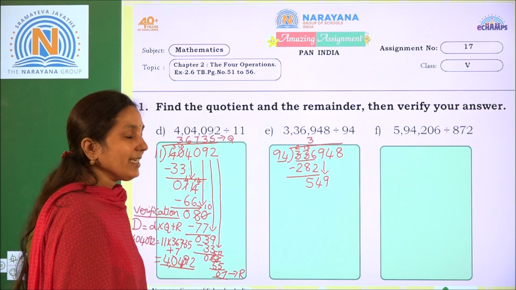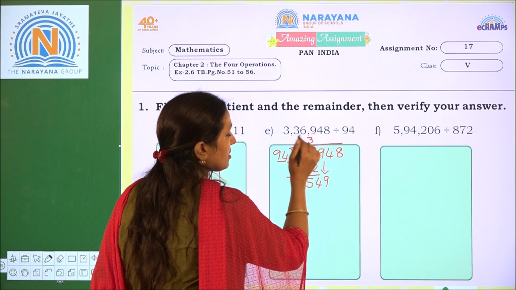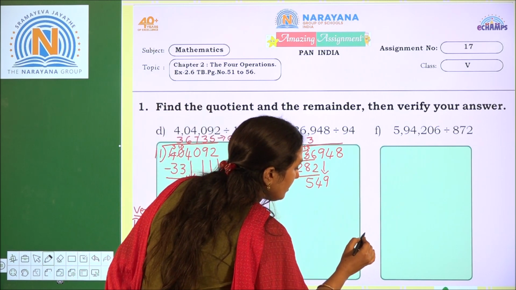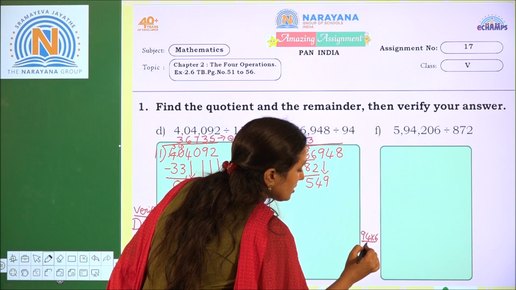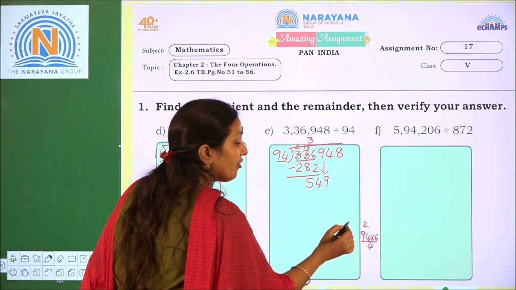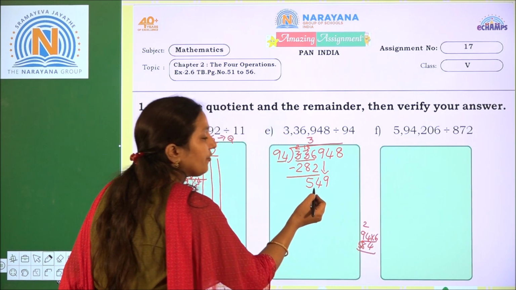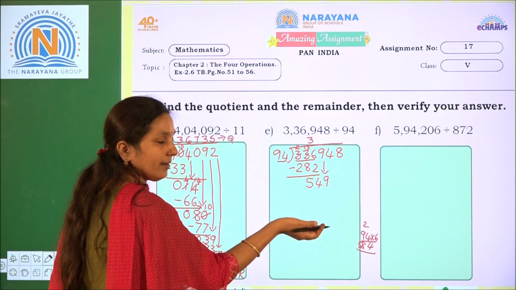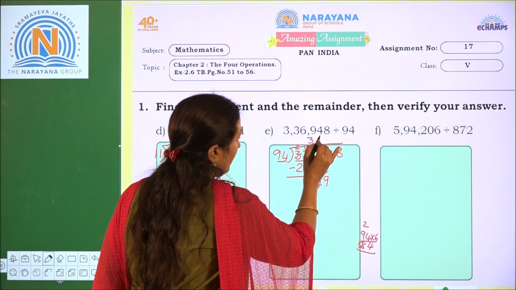So approximately we can take 5 times or 6 times. Suppose if I am taking 6 times, so here 94 into 6. So 6 4s are 24, 2. 6 9s are 54 plus 2 is 56. But what we have here is 549. This number will be greater than this number. So we can take 5 times only.